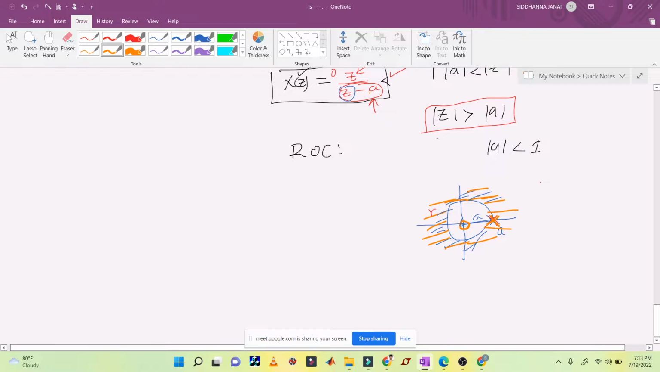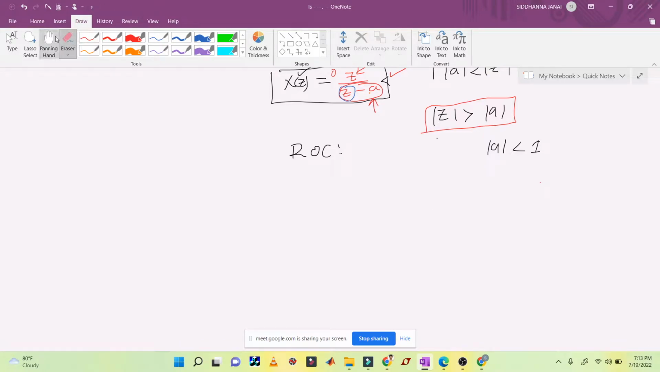Magnitude A, it is not only A, plus A, it is the magnitude of A. Always it is a circle with radius A. So this is how we need to understand ROC or region of convergence for a given signal.